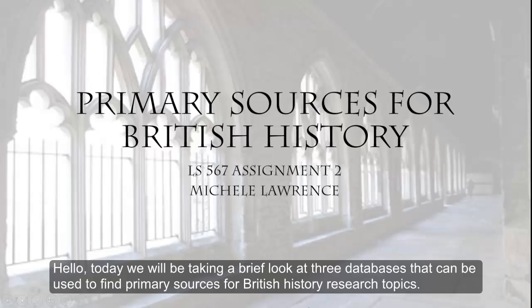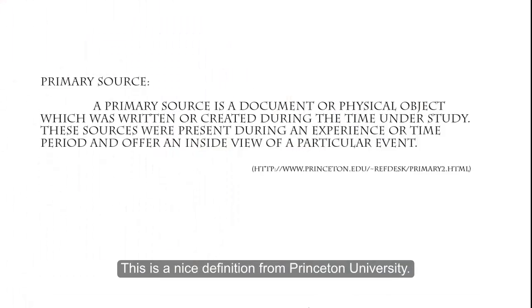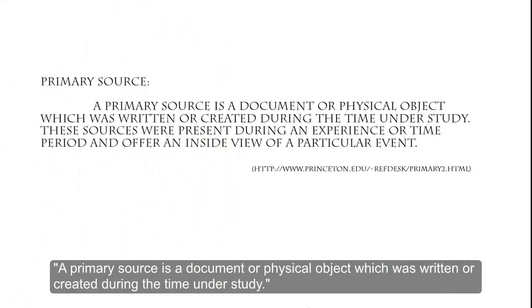Hello, today we will be taking a brief look at 3 databases that can be used to find primary sources for British history research topics. This is a nice definition from Princeton University. A primary source is a document or physical object which was written or created during the time under study.